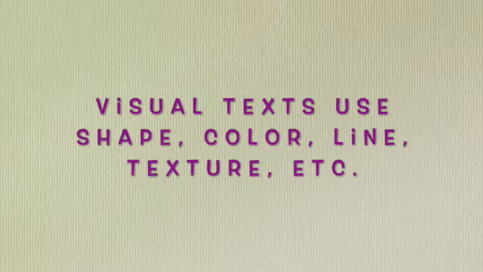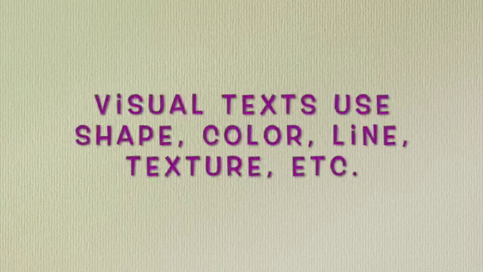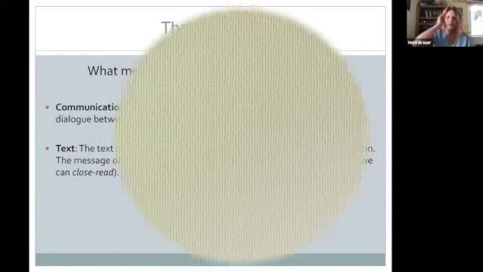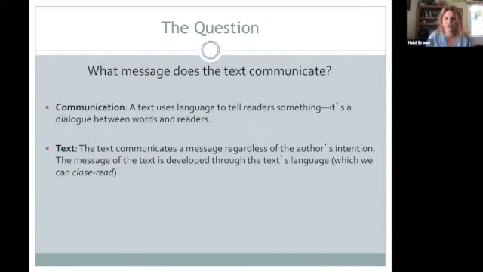With visual texts, it was things like color and line and shape that we looked at. With written texts, it's the language that we're going to pay attention to the most. So the text's language is how that message gets developed. And we're going to talk a lot more about how in the next video.